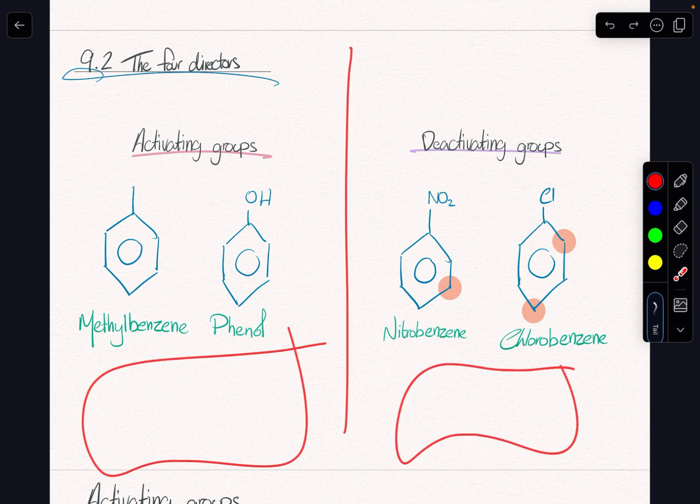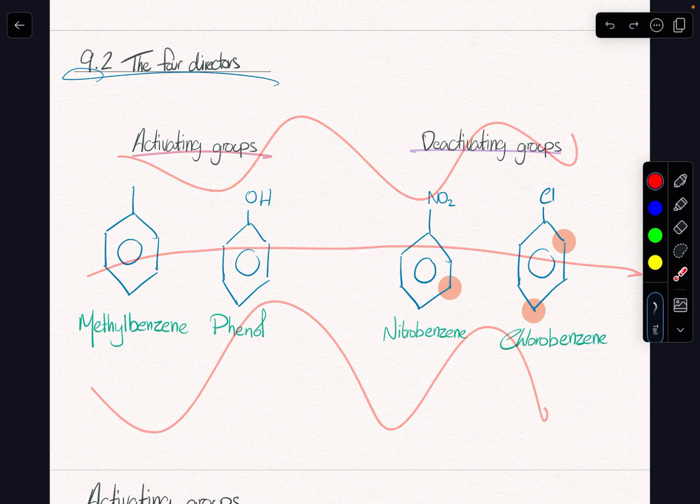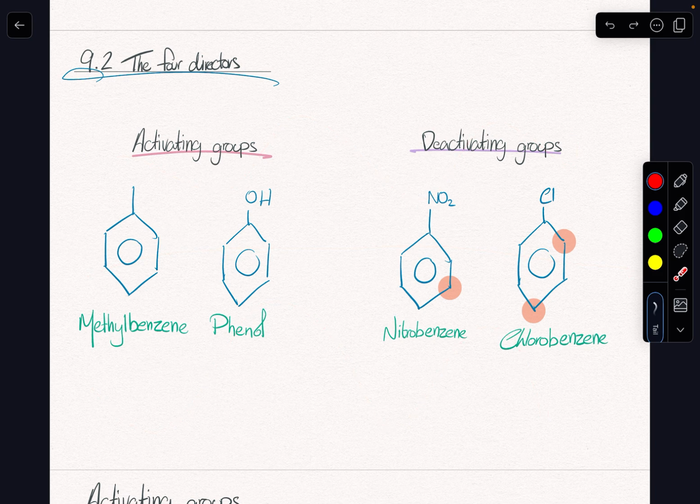Information here with a reference. I'd use ChemGuide again for a reference. Or you can split the page in half, do activating groups at the top, deactivating at the bottom. I don't mind how you do that. Just make sure it works for you.